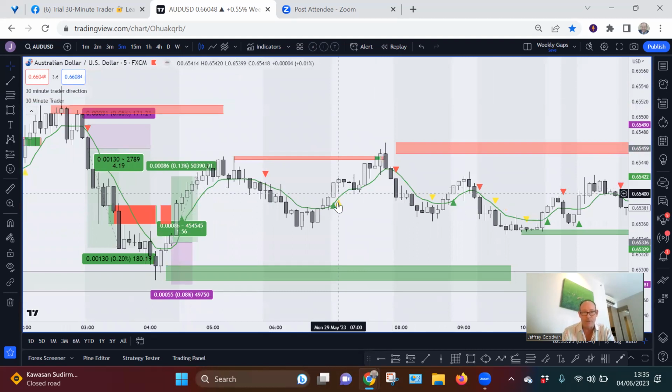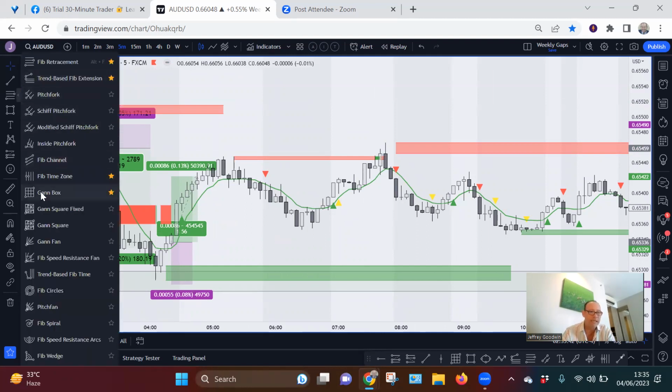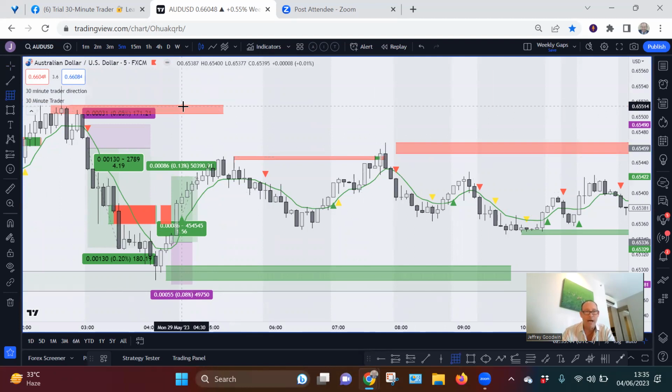Now, there are certain things missing, but we notice we're above the green. We're too far from this base. If you think about a low and a high, let me just draw a Gann box now. We've got a high here. I'll take it to the high and I'll take it to the low.